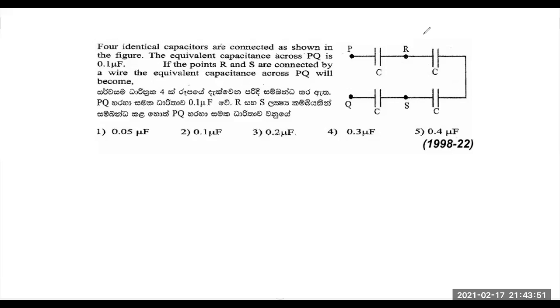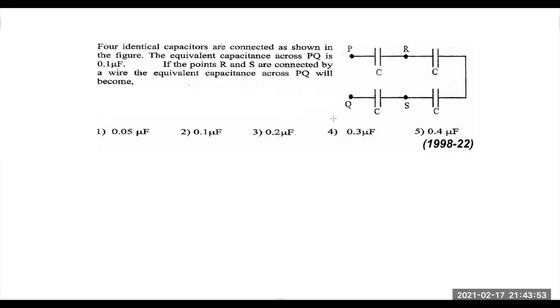So initially they have given us the equivalent capacitance, and now they're asking what will happen if I put a wire here. Now, before putting a wire, let's find out the equivalent capacitance. Between P and Q, it is one line like this. Therefore, it is a series connection.